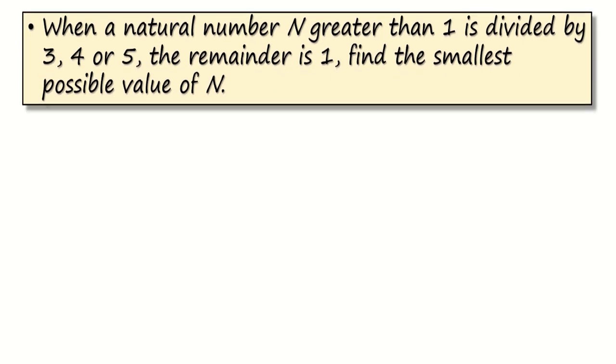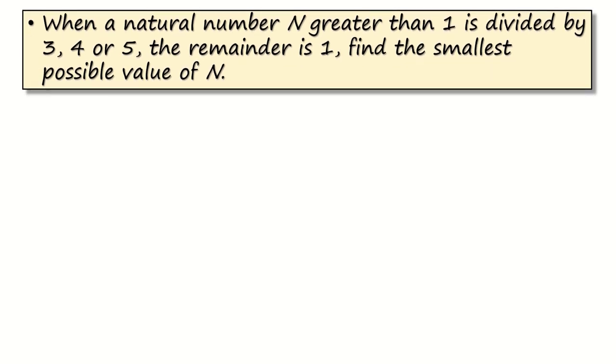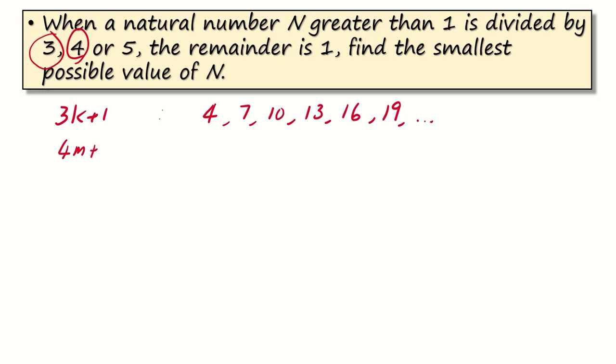So let's try trial and error based on the first condition. It has a remainder of 1 when it is divided by 3, then the number could be equal to 3k plus 1. And it means that it can be equal to 4, 7, 10, 13, 16, 19, and so on and so forth. And for the second condition, it is 4n plus 1, and it could be equal to 5, 9, 13, 17, 21, and so on and so forth.